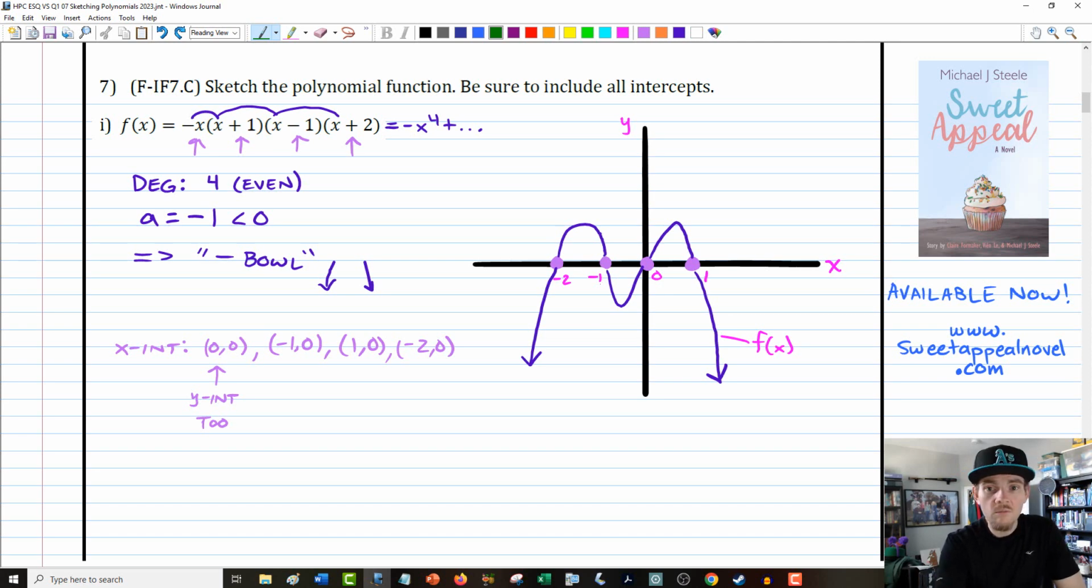So in a sense, that's a really strong start. We got to see a nice negative bowl.